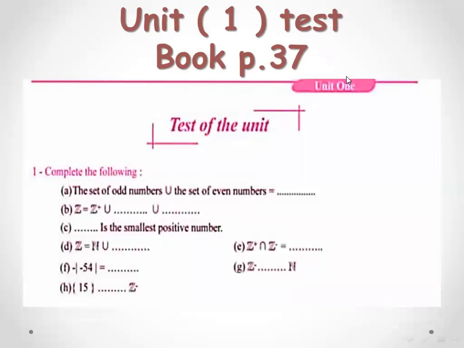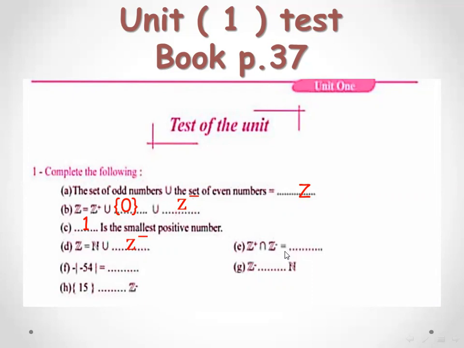First question, set of odd numbers union set of even numbers. Union means all together. Odd union even, all the odds and all the evens, is going to give me Z. Z equals Z positive union what? Z positive union set of 0, union Z negative. What is the smallest positive number? The smallest positive number is 1. Z equals natural union Z negative.